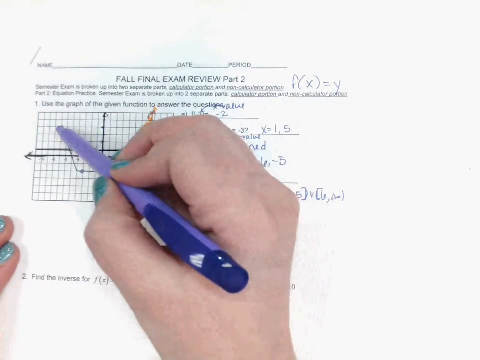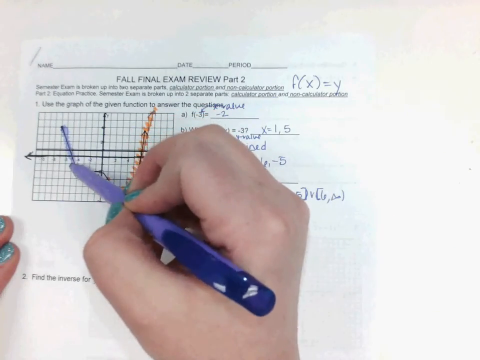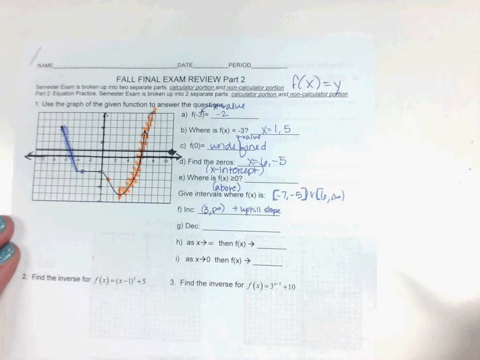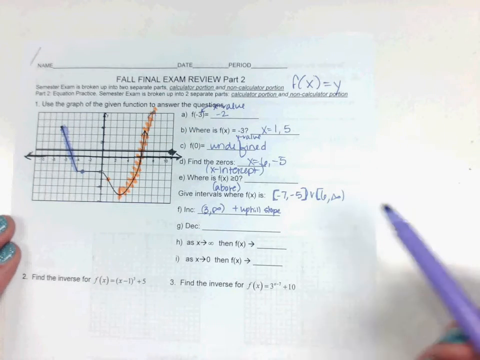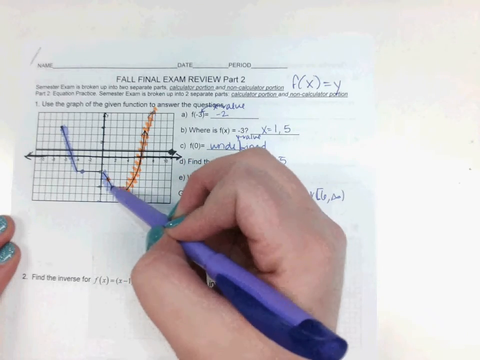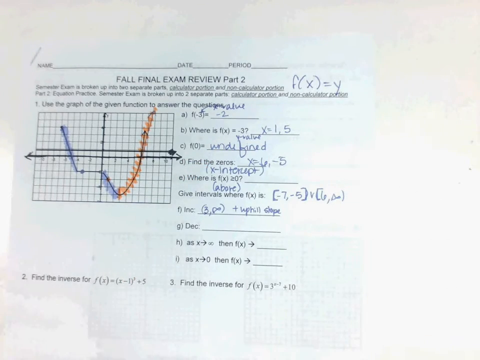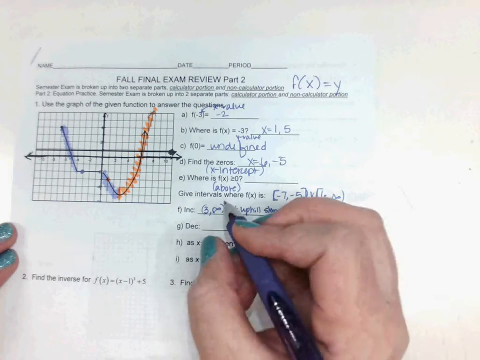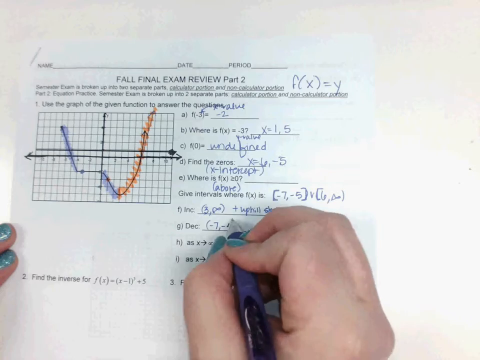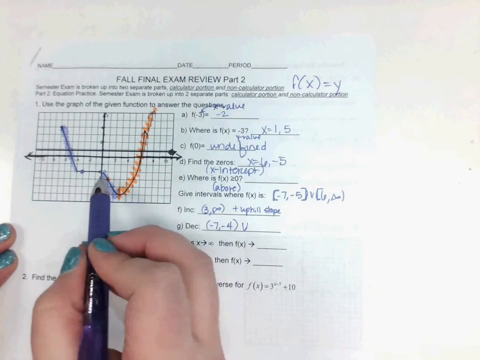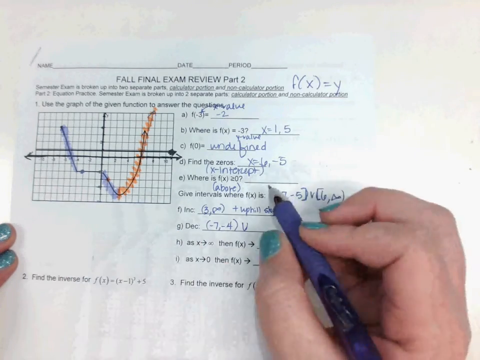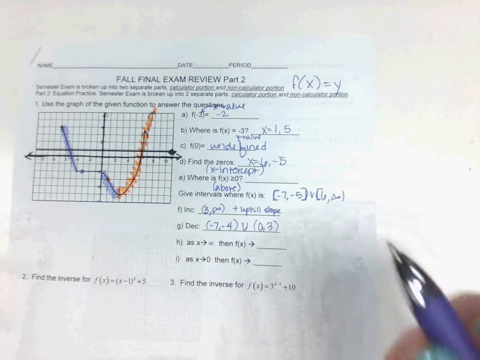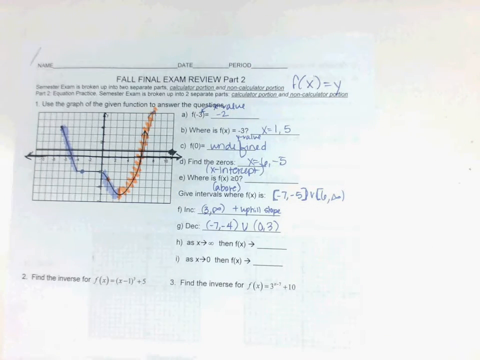-7 till when? -4. And then what happens when it's flat? Does that count as decreasing? No, that's flat. And then it's decreasing again here. So I would say from -7 to -4, union, and then I'd say from 0 until 3. Now make sure it would be from 0 to 3, okay, because that's where it starts going downhill again.